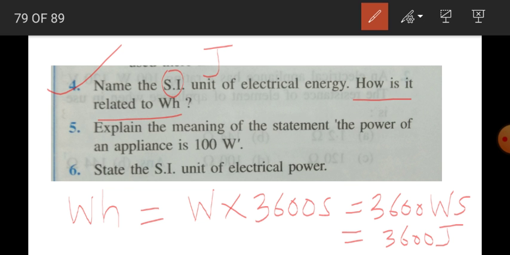State the SI unit of electrical power. Okay, the SI unit of electrical power is watt; watt hour is a smaller unit of energy. So basically we use kilowatt hour. Okay, kilowatt hour.